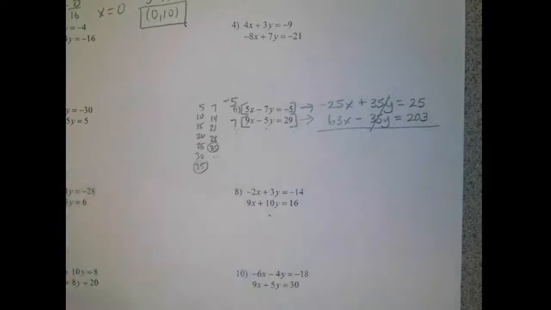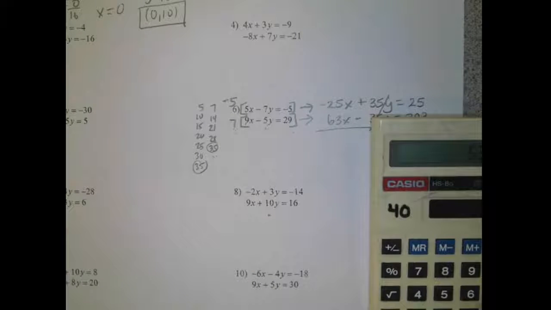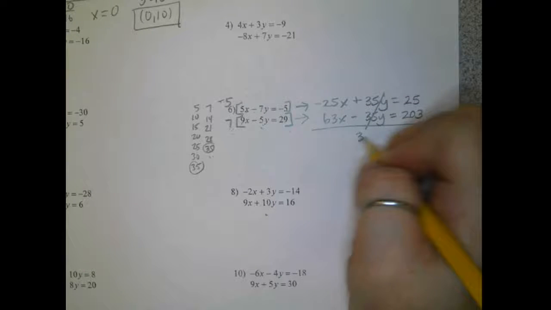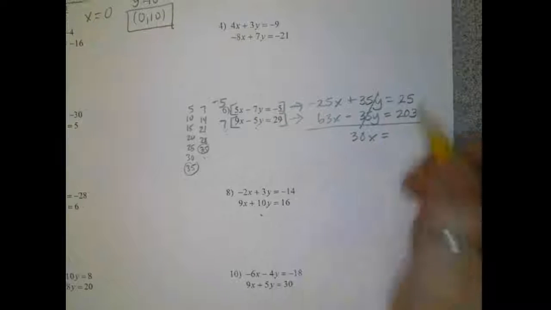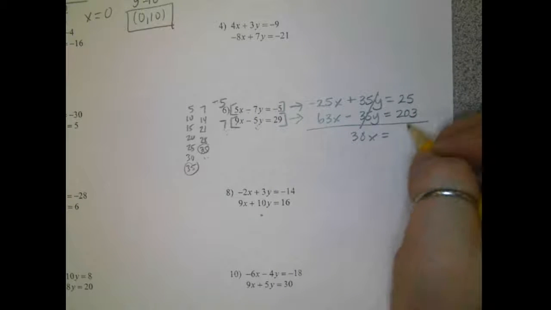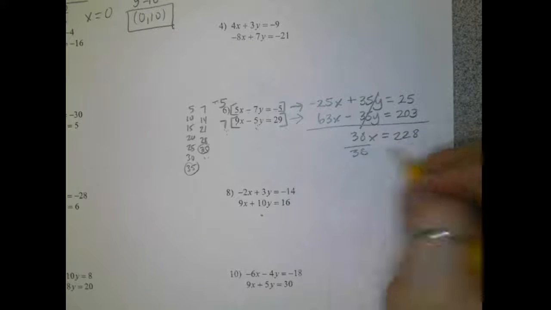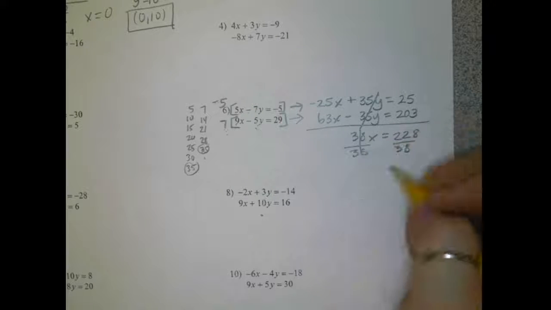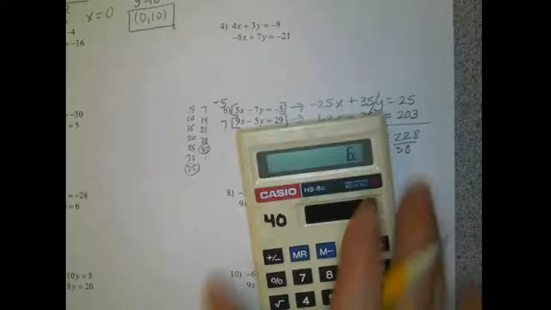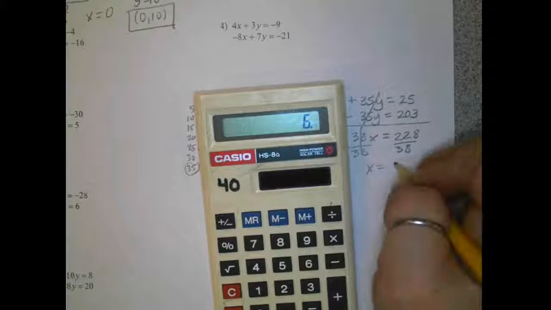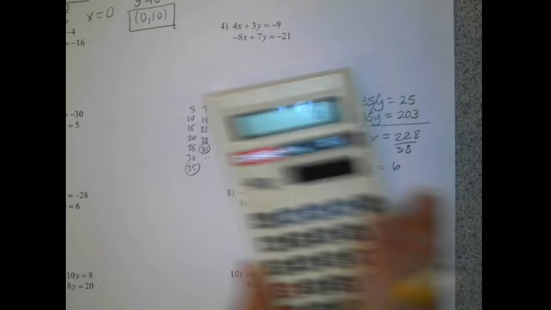I'm adding them together, but I have a negative and a positive. So I'm going to say 63 minus 25 is what? 38. 38x is going to be equal to 25 plus 203. That's going to be 228. Yes? So I have to divide both sides by 38, right? So I'm going to take my calculator here, and I'm going to say 228 divided by 38, and it's going to equal 6. So now I know what x is.